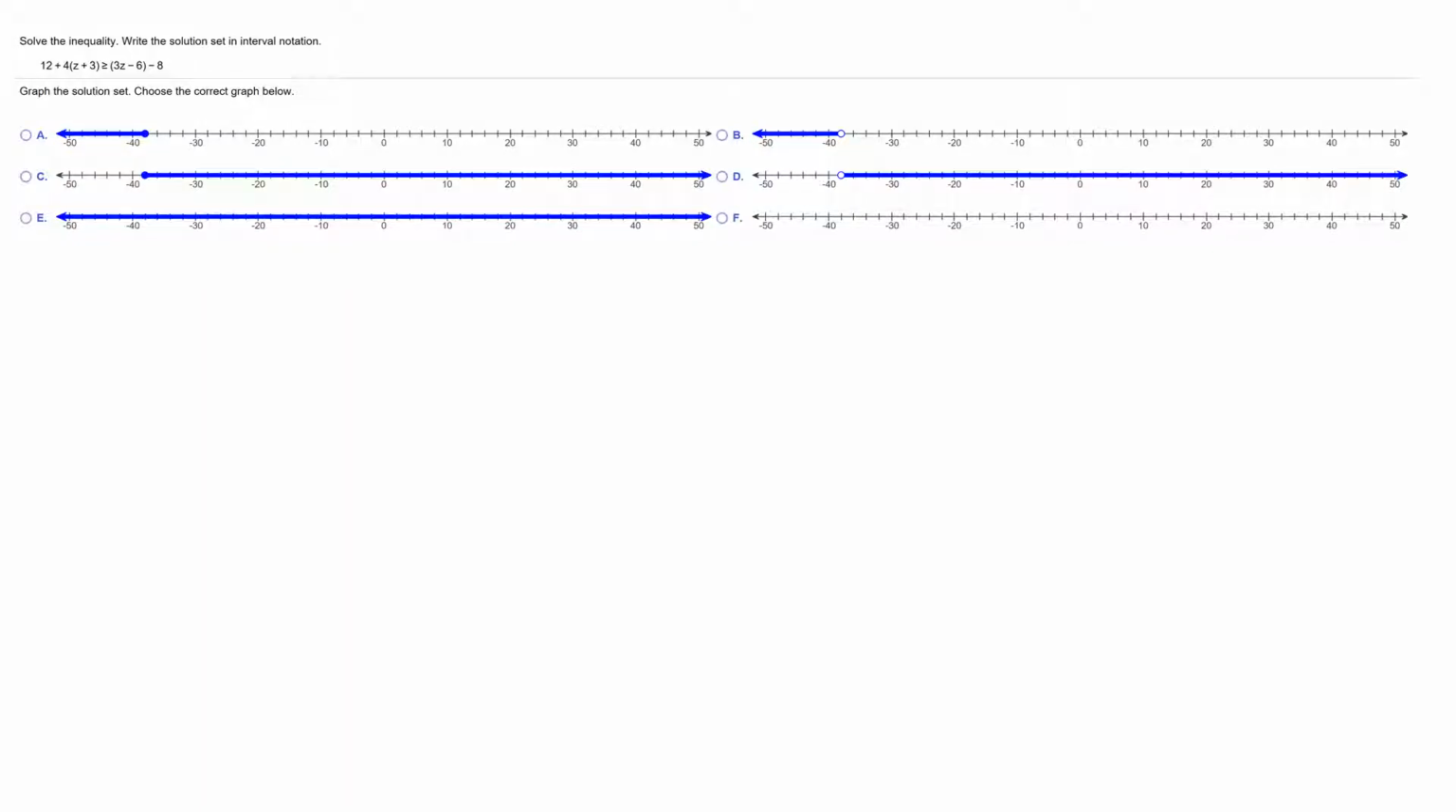Right, so they want me to solve this inequality. I'm going to go ahead and rewrite it so I have it a little bit bigger. Alright, so when solving an equation or inequality, the first thing that's usually good to do is remove fractions.